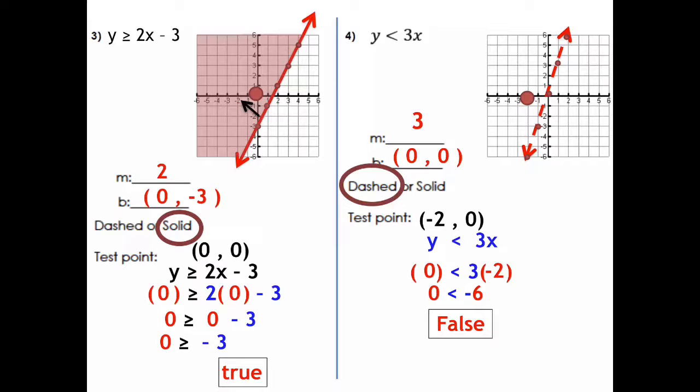Okay, so since this point is false, we're going to draw an arrow shading away from it, and then we're going to shade the side that the arrow is on, which is the right side this time. Okay, hopefully you guys got that.